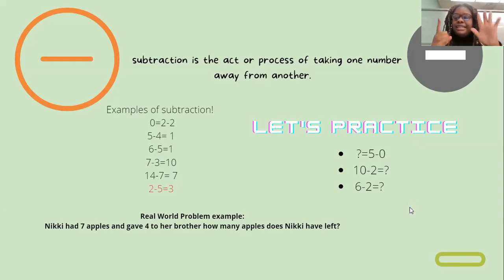Now we have 6 minus 2. So we'll take away 1, 2. And now we have 4. 1, 2, 3, 4. And that's how we got our answer for that.